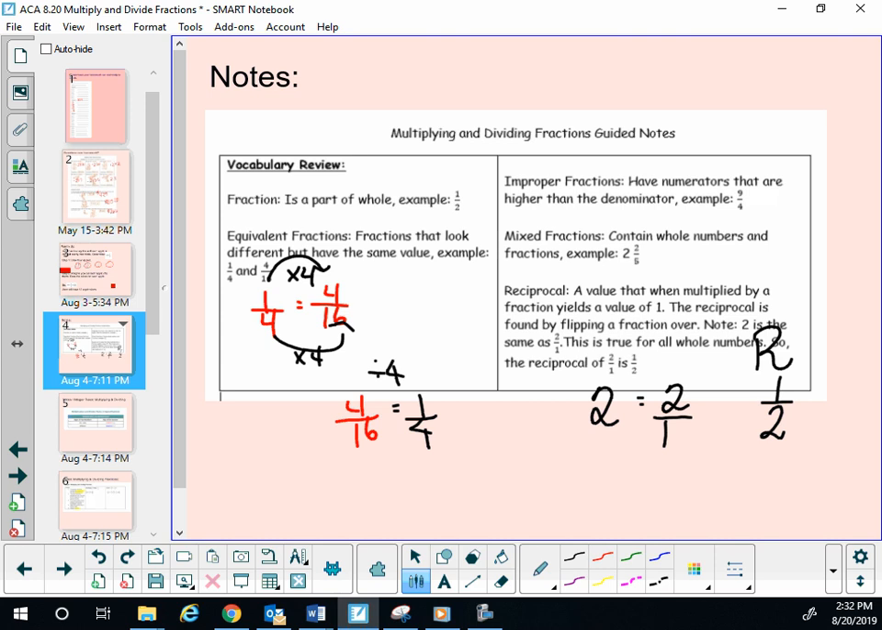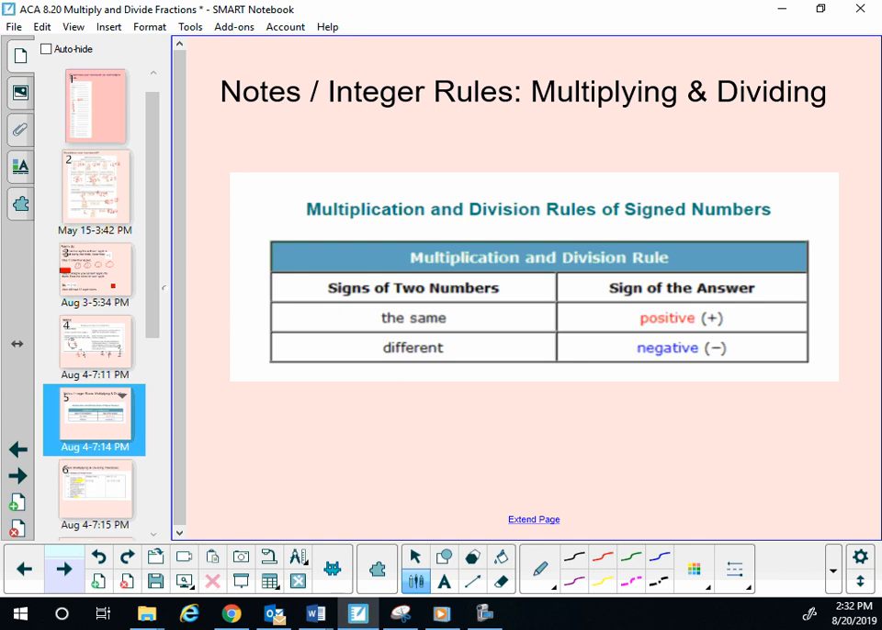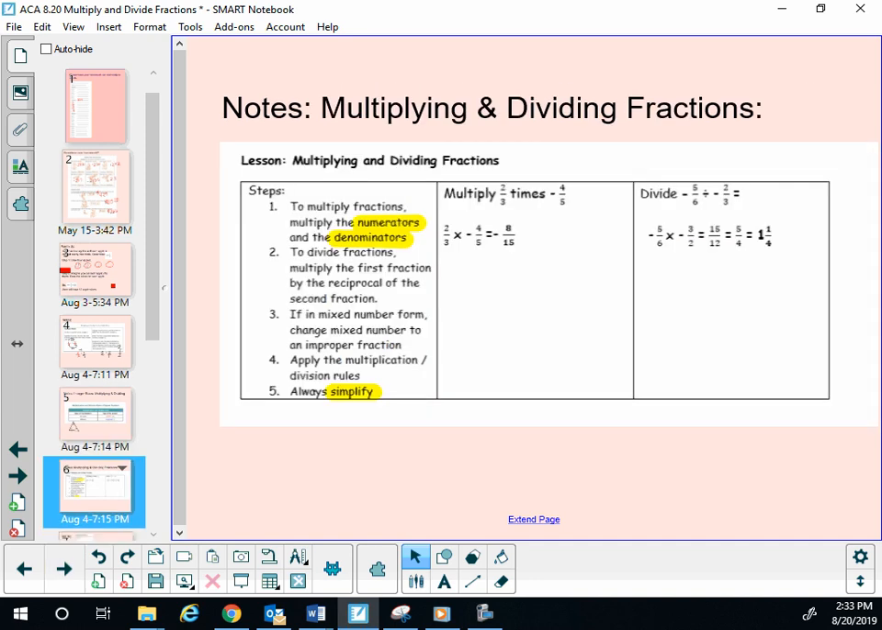So as we continue with your notes, this is just a review from yesterday and from last year. When you multiply or divide two numbers and their signs are the same, the answer is positive. And if the signs are different, it's going to be negative.